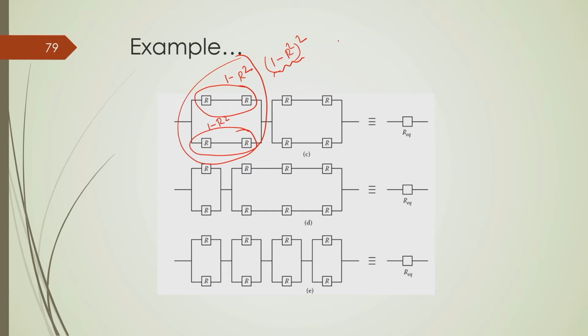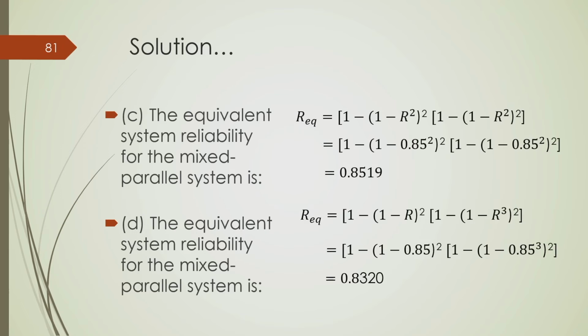Now, reliability will be 1 minus R square square. Now, we have 2 such units connected in series. So, overall R equivalent will be equal to (1 minus R square square) square. Okay. So, this is probably determined over here. So, this is 1 minus R square square.